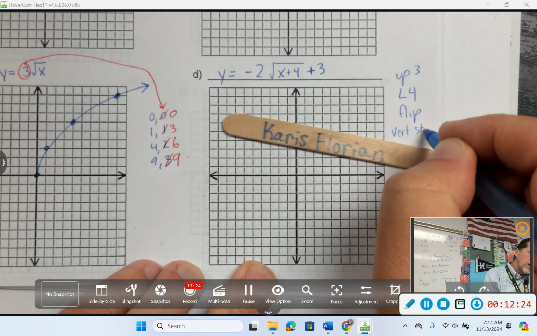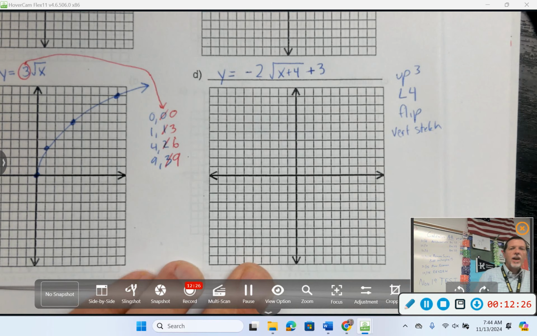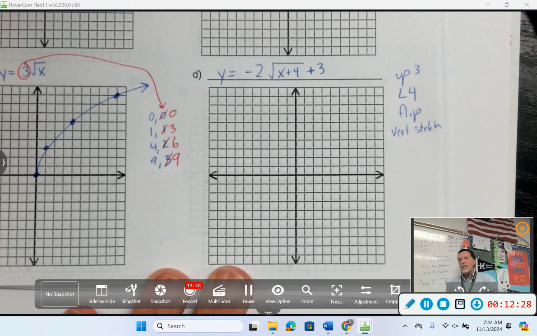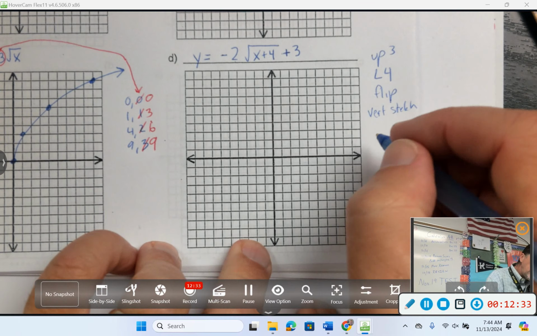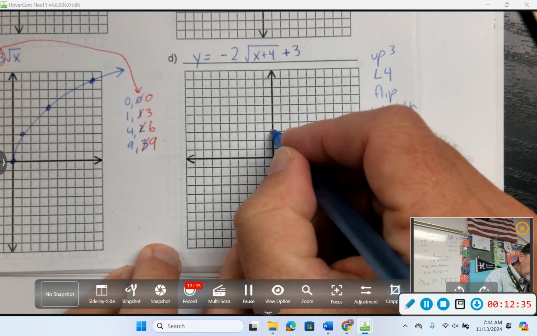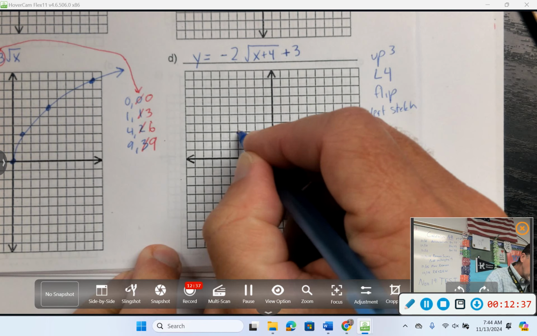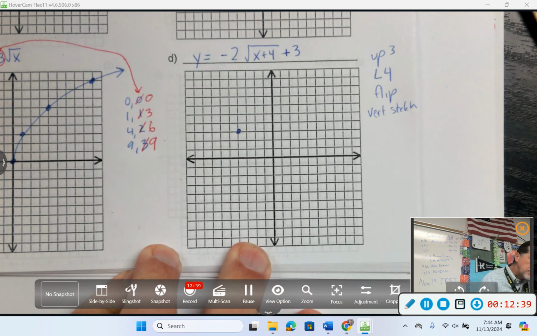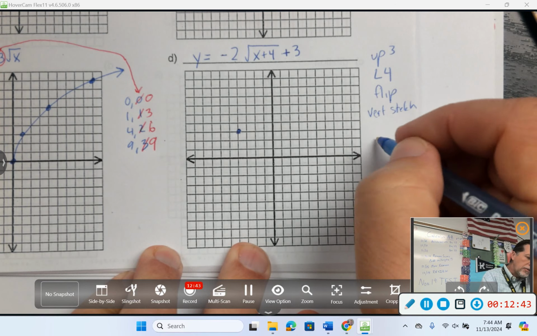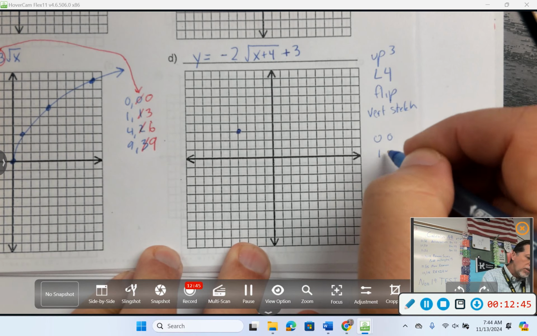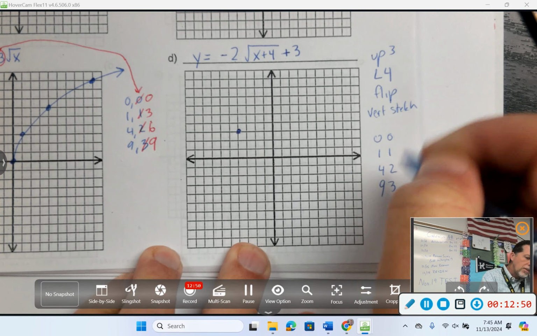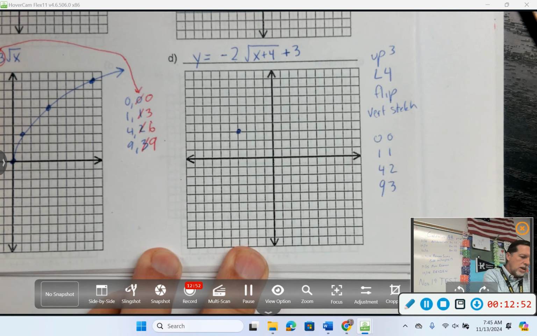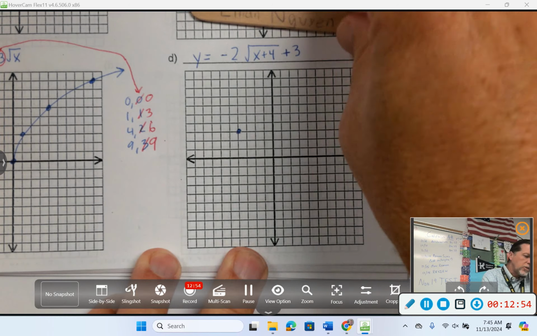The vertical stretch. So yeah, if we can do this one, we can do any of them, because this has all of the problems, all of the issues. Up 3, left 4, so there's our starting point. I know it's going to be flipped. My points are usually 1, 1, 4, 2, 9, 3. We said there's a vertical stretch.